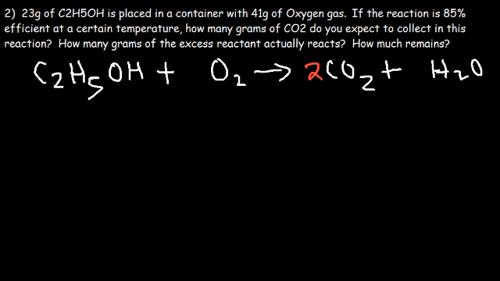So notice that we have 6 hydrogen atoms on the left. 5 plus 1 is 6. And we have 2 on the right. 6 divided by 2 is 3, so we need to put a 3 in front of H2O.